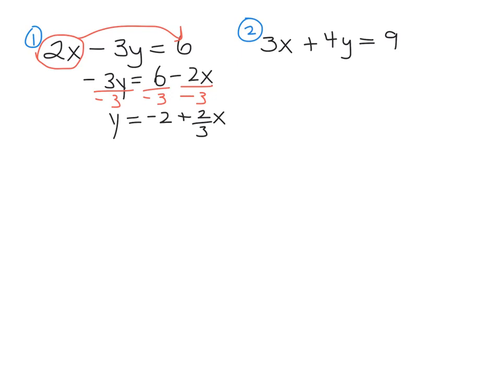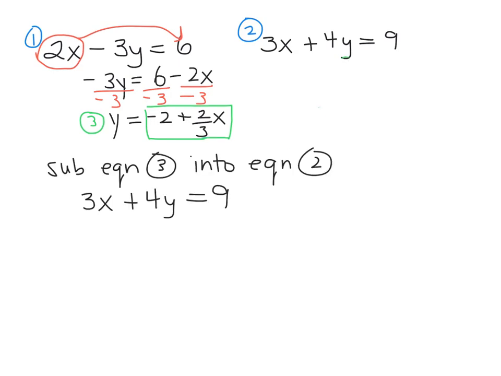Okay, I do know that 2 negatives make a positive, so this is going to be positive 2 over 3. So here is my equation that is isolated for the letter y, and I'm going to number it as equation number 3. So I know that y is equal to negative 2 plus 2 over 3x. So that tells me wherever I see the letter y in equation number 2, I'm going to replace it with negative 2 plus 2 over 3x.